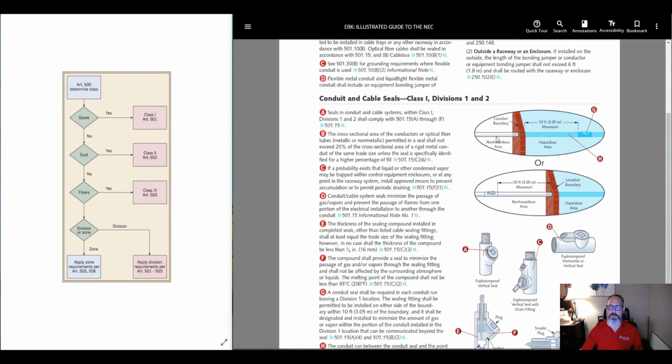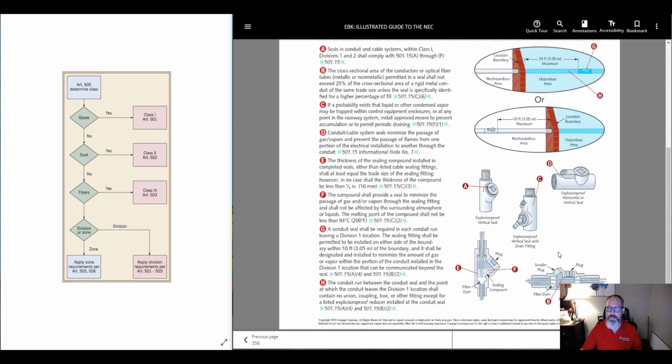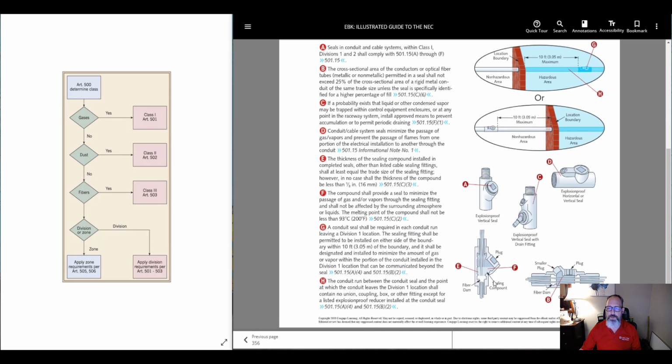I usually would put them up, especially if they came up out of the ground and they were going into a building and they were coming from an explosive area with ignitable gases. I would come up out of the ground and then put all of my EYSs right there along the side, and they're easier to install when they're vertical, and then they would go into a box and go into the building.